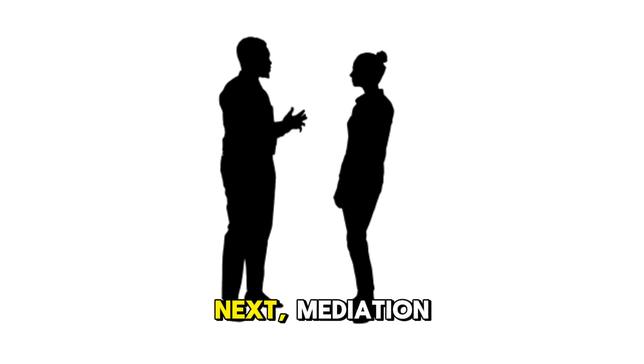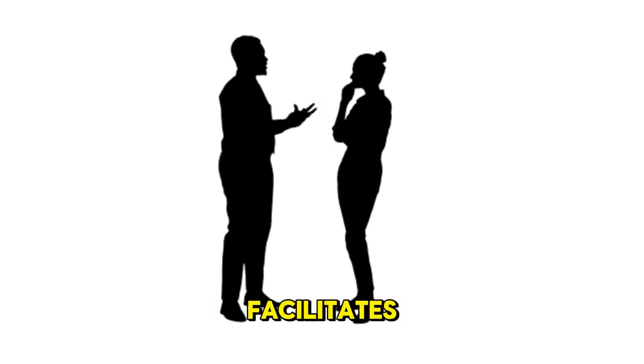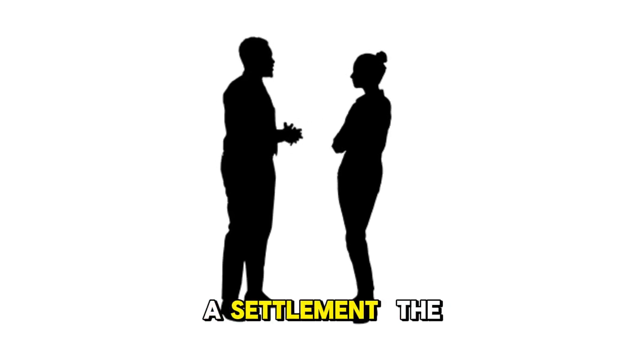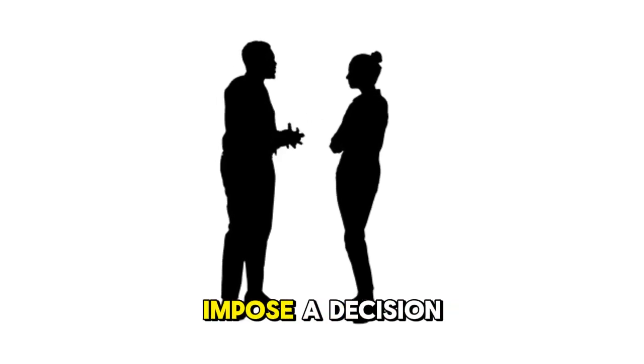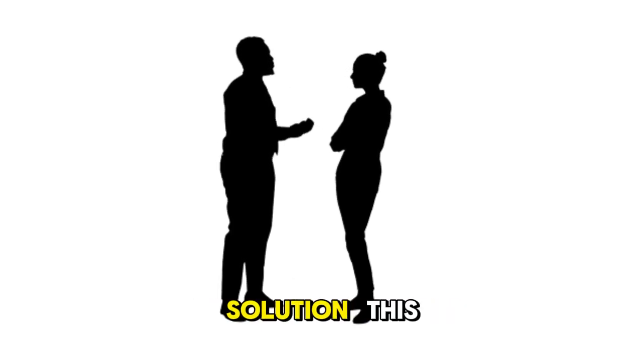Next, mediation. Mediation involves a neutral third party known as the mediator who facilitates discussions between disputing parties to help them reach a settlement. The mediator does not impose a decision, but guides the parties toward a mutually agreeable solution.